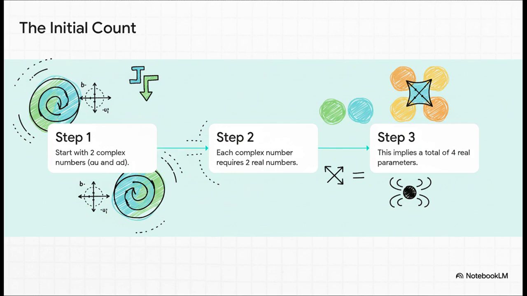Okay, and this is exactly where the plot thickens. Since each of those complex numbers needs two real numbers to define it, and we have two of these complex numbers, well, 2 times 2 is 4. The math is telling us we need a total of 4 real numbers to fully describe the spin state. And just like that, our simple picture just got twice as complicated.